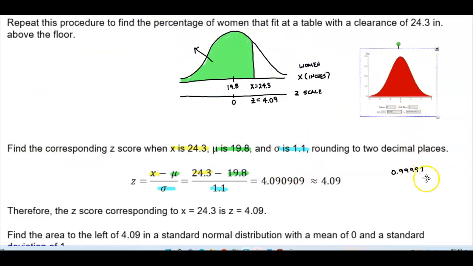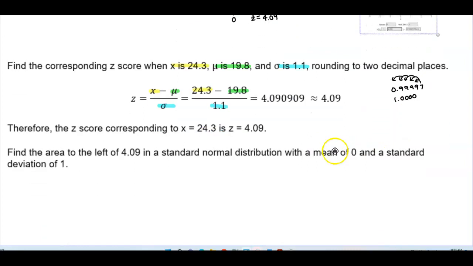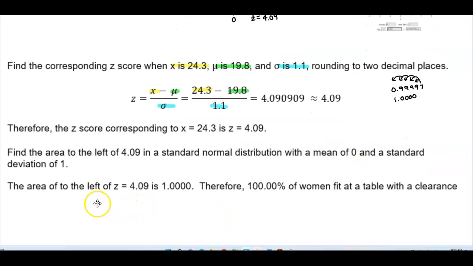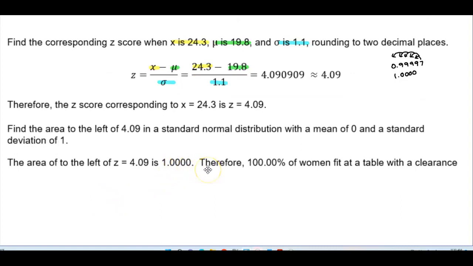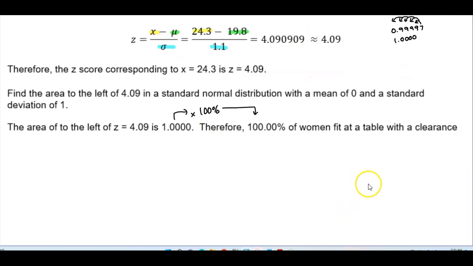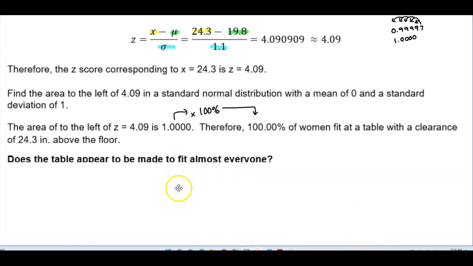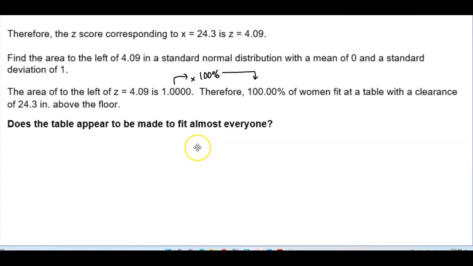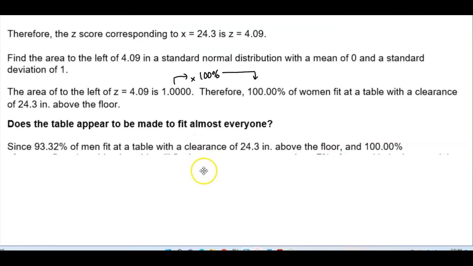Okay, so if we round it to 4 decimal places, that means we have to round this up to 1, then this becomes a 0, this becomes a 0, this becomes a 0, and this becomes a 1. So we end up getting 1.0000. So therefore that represents our probability or percent. So the area to the left of z equals 4.09 is 1.0000, and then if we multiply this by 100%, we would say 100% of women fit at a table with a clearance of 24.3 inches above the floor. Now, does the table appear to be made to fit almost everyone?